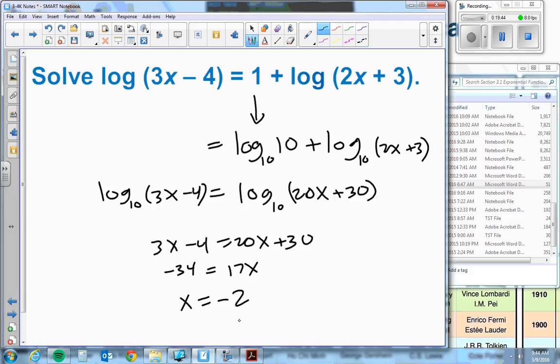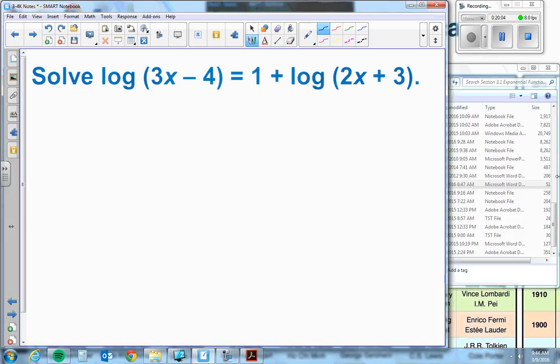Okay? Although, unfortunately, negative 2 doesn't work. You plug it in and you get a negative, so there's actually no solution to this equation. Okay? Let me show you the other approach.